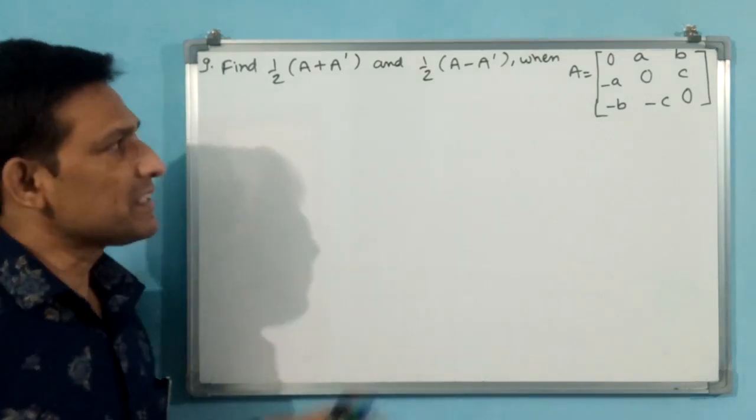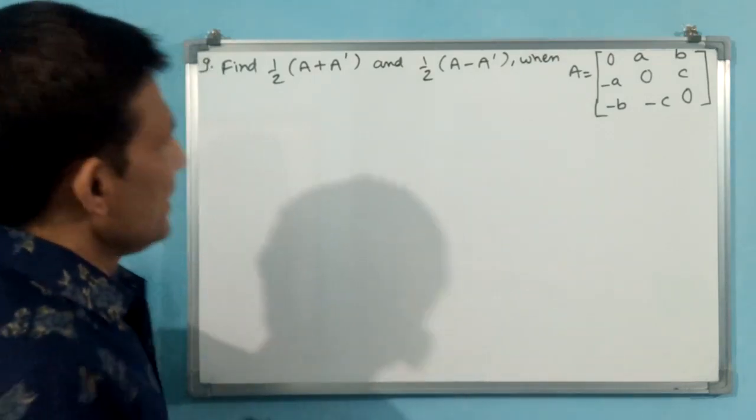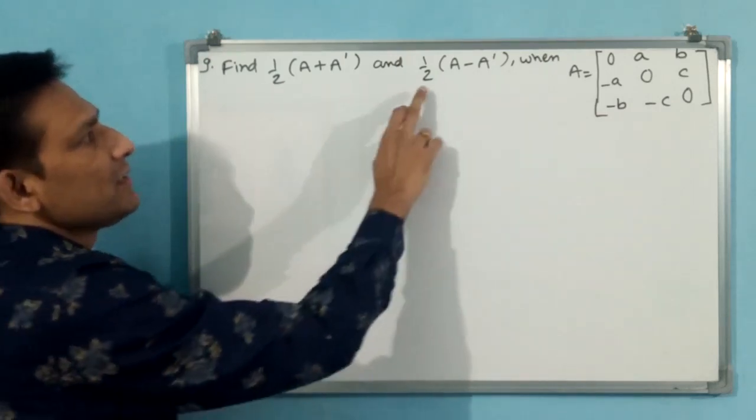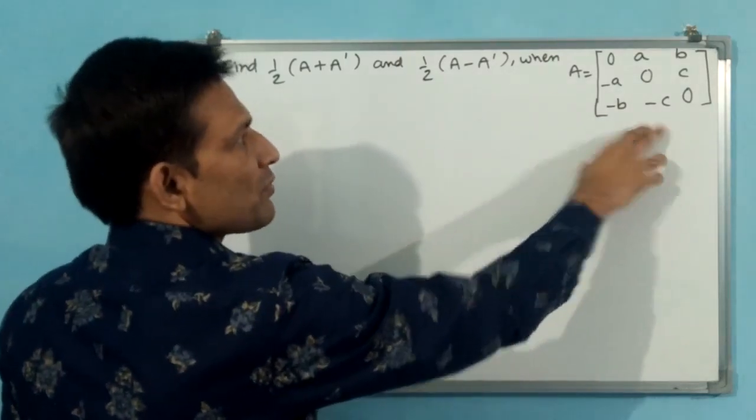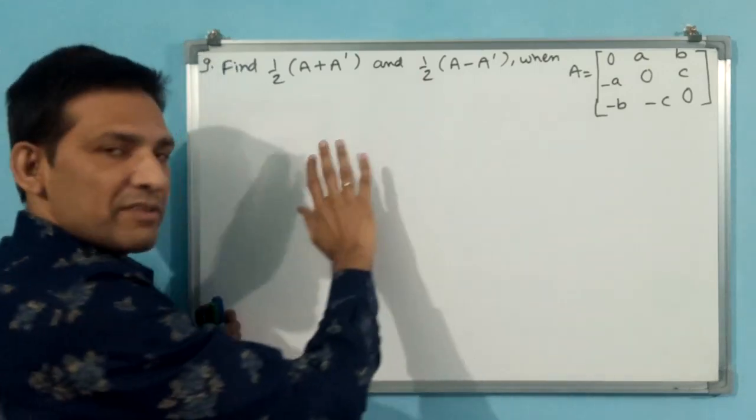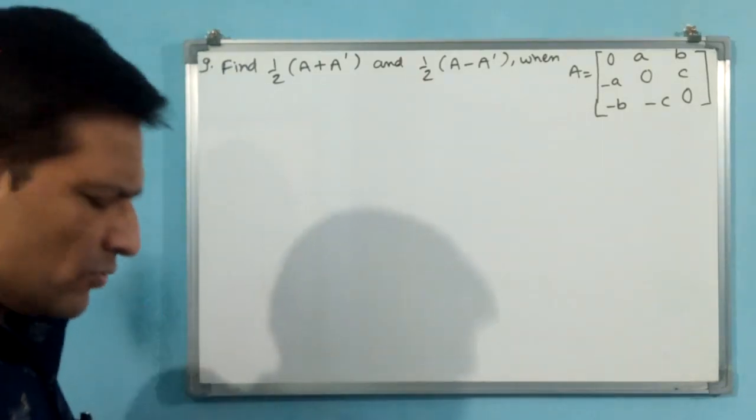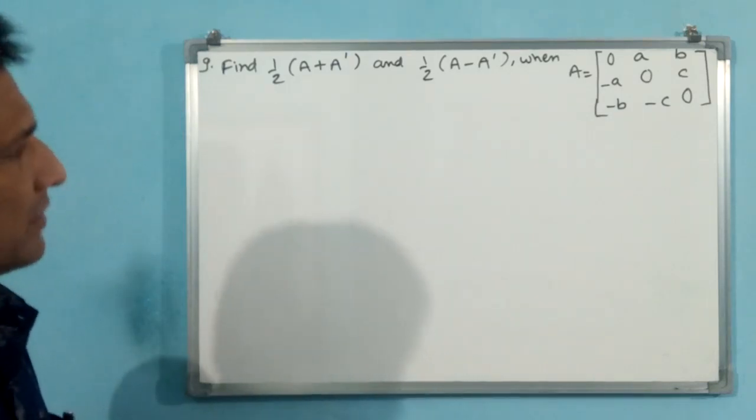But he has not asked whether it is symmetric or skew symmetric. He is asking first you transpose it, add and multiply. You transpose it, subtract and multiply with 1 by 2. Those you write. Like that he is asking. Let us do it. That is very easy.